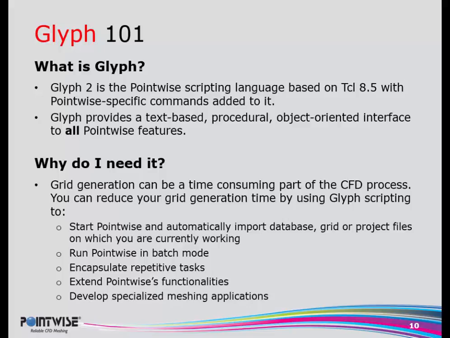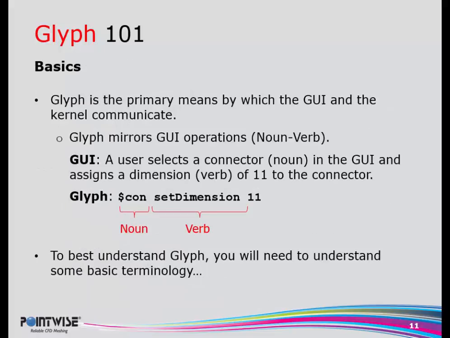Why do you need it? We've already talked a little bit about this, and so has Eric. It allows you to prevent repetitive things from going on. You can use a script to reduce the time for repetitive tasks. Some basics, okay? Glyph is actually the means by which the GUI and the core of Pointwise communicate. So every time you click on a command in Pointwise, it's executing a Glyph command. That means Glyph is really robust because every time you're using the software, you're exercising Glyph.